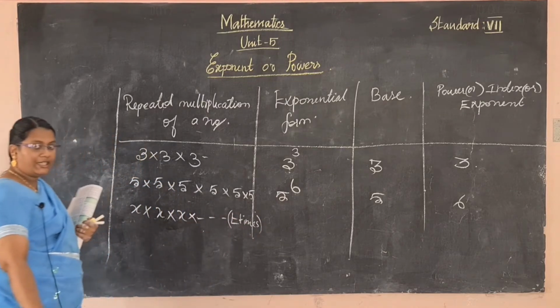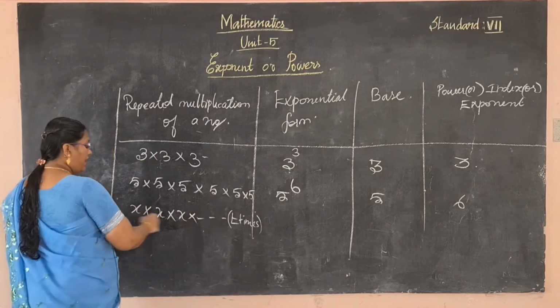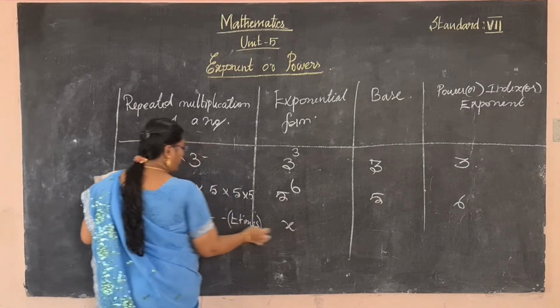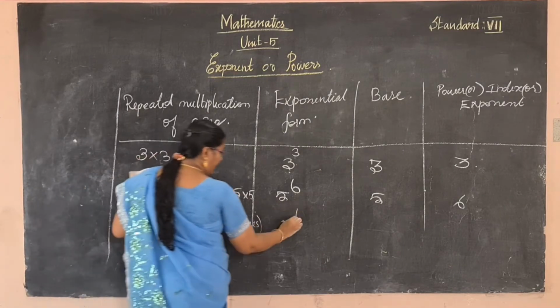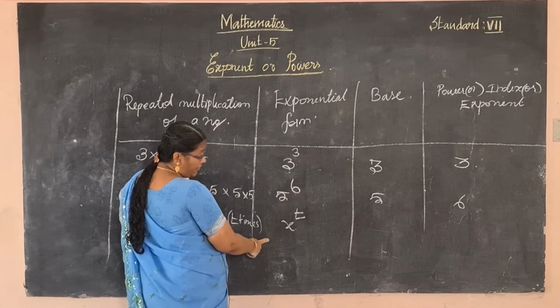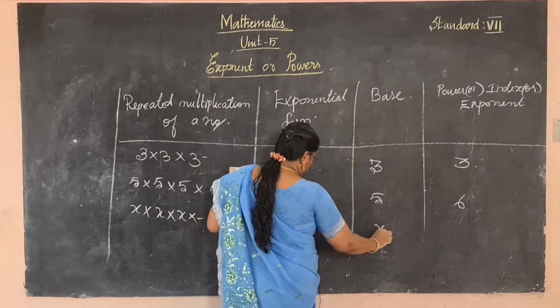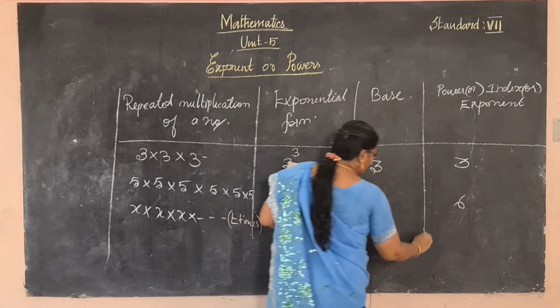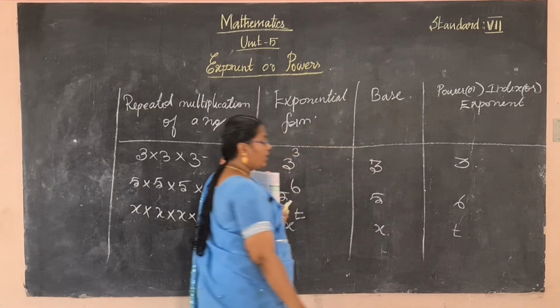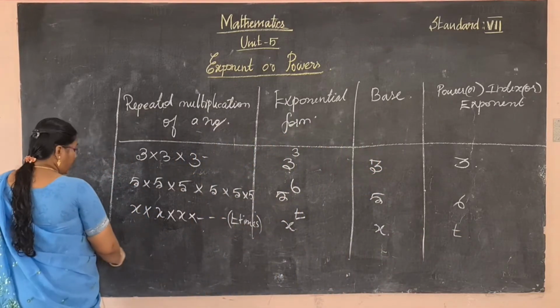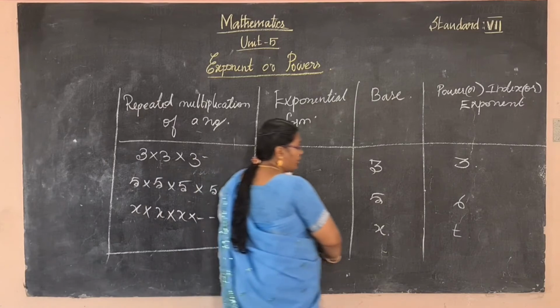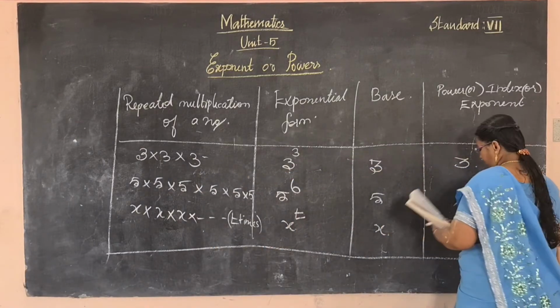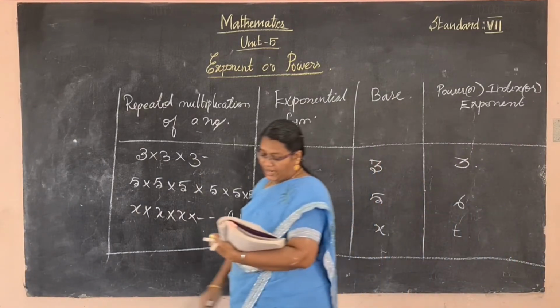So how can you write it in the exponential form? The base value is x. How many times is it repeated? t times. What is the base value here? x. So the power value is t. Okay, I hope you have understood the concept of exponential, or power, or index.